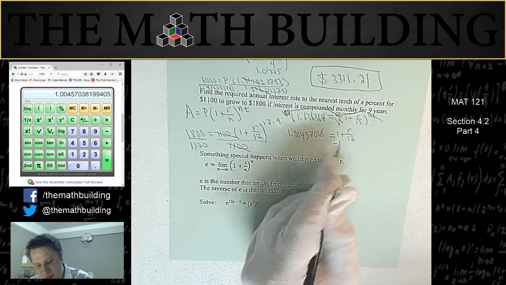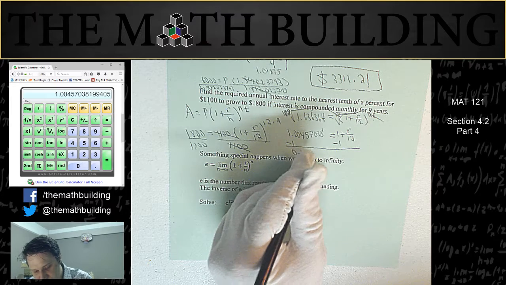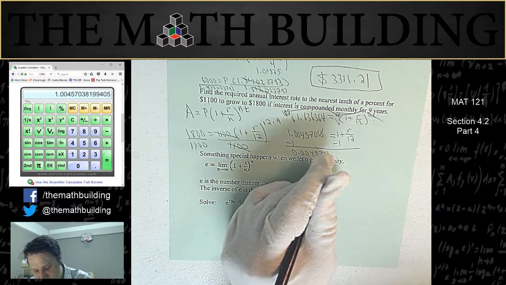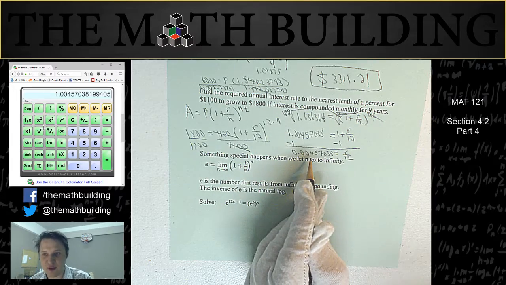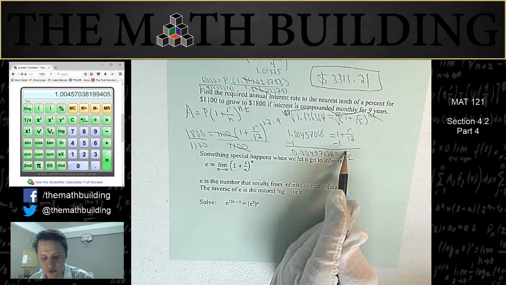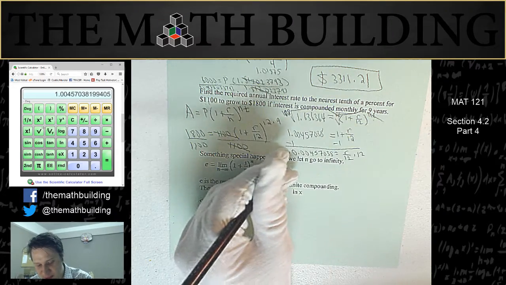Let's finish solving this. Subtract 1 on both sides. We get 0.00457038 equals r over 12. And it looks like we're going to get a decimal, and that's good because our interest rate will be a decimal. So finally, just multiply both sides by 12, and we're done.